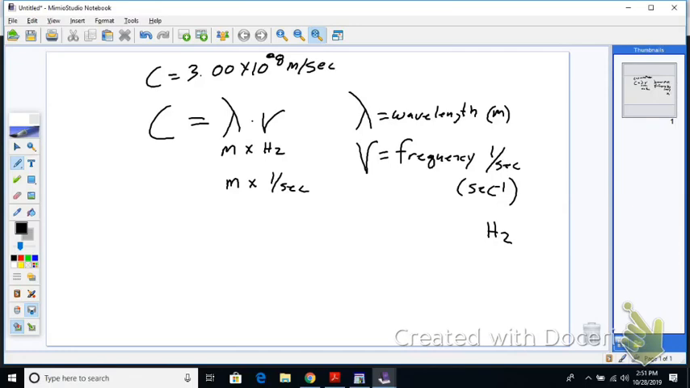The other equation deals with energy. So we got an equation that says if we got the wavelength in meters, and we got the frequency in seconds, and when we multiply those out, we always get a constant 3 times 10 to the 8th for a particular electromagnetic radiation.